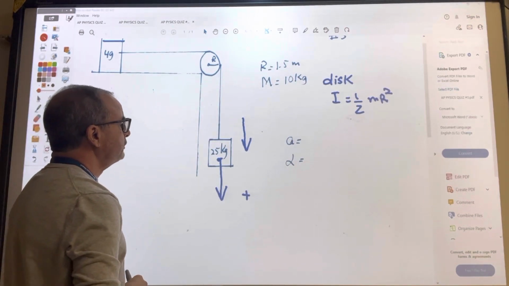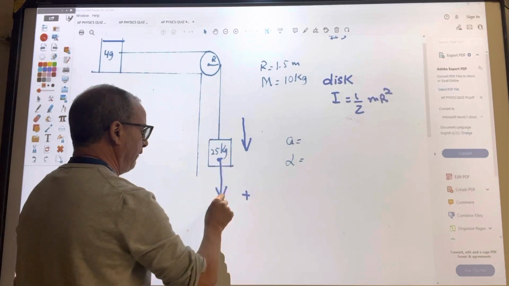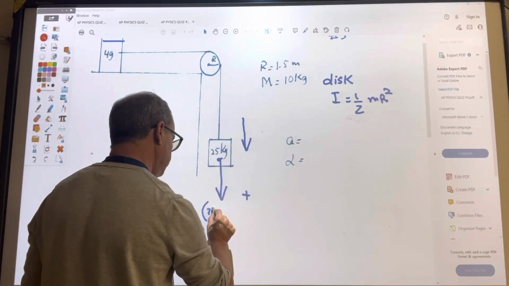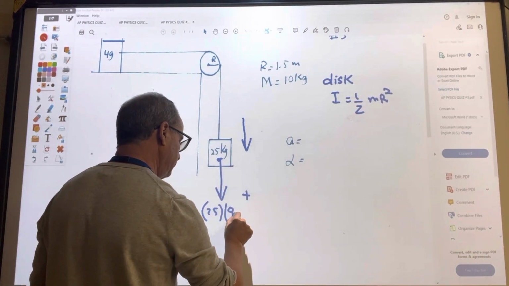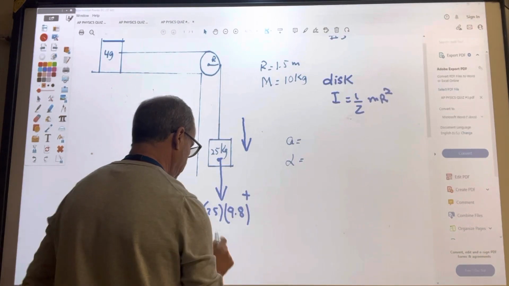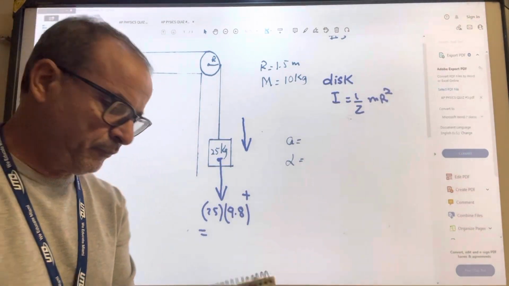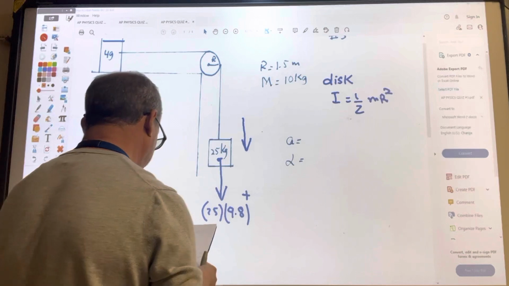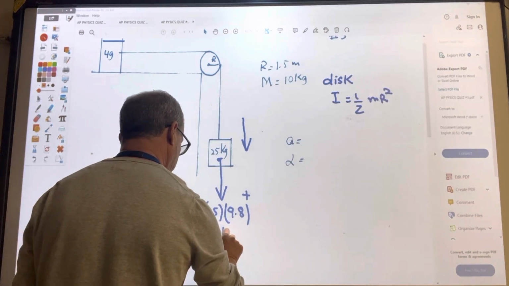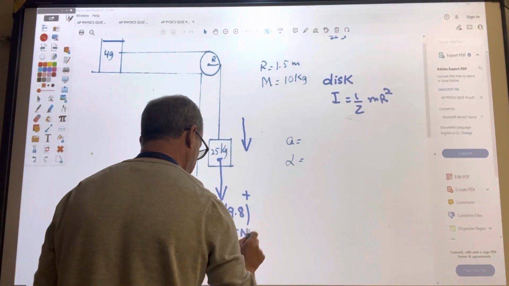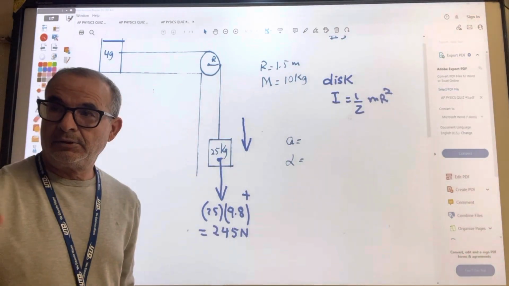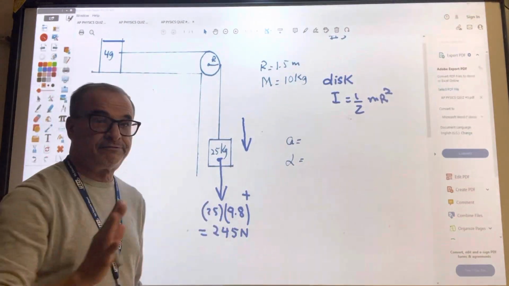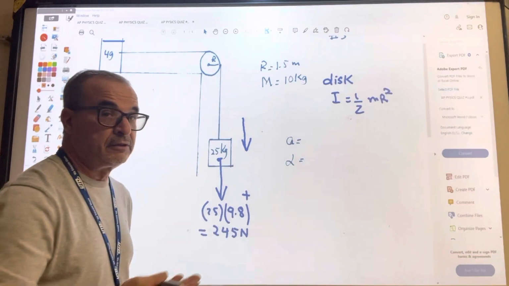So what equations can we write? Well, we have the weight here, which is 25 times 9.8. You're going to get 245 newtons. No big deal. 9.8 times 25. Some of you don't even put that in.